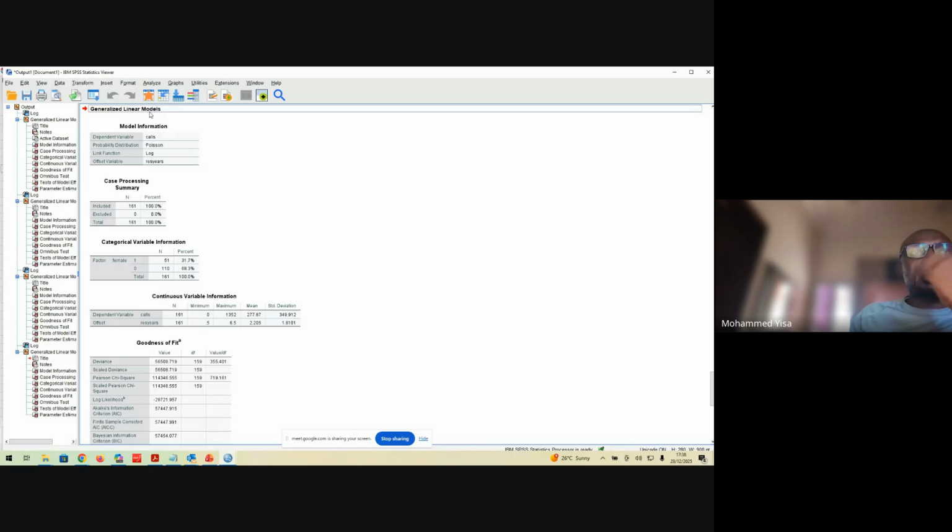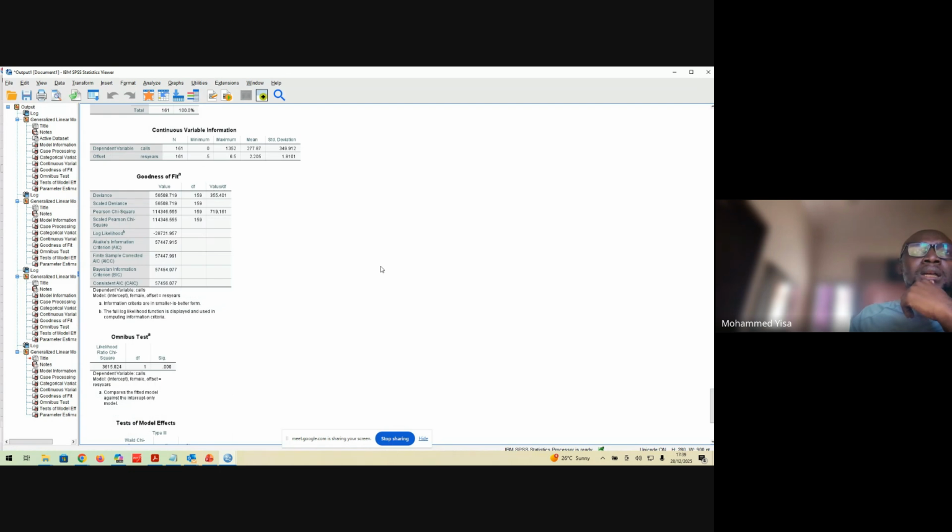So again, the model has displayed. This is giving us a summary of the model information. There are no missing values. All cases have been included in the model. Gives you a summary of the distribution of the categories. It tells you what the dependent variable is and what the offset is.